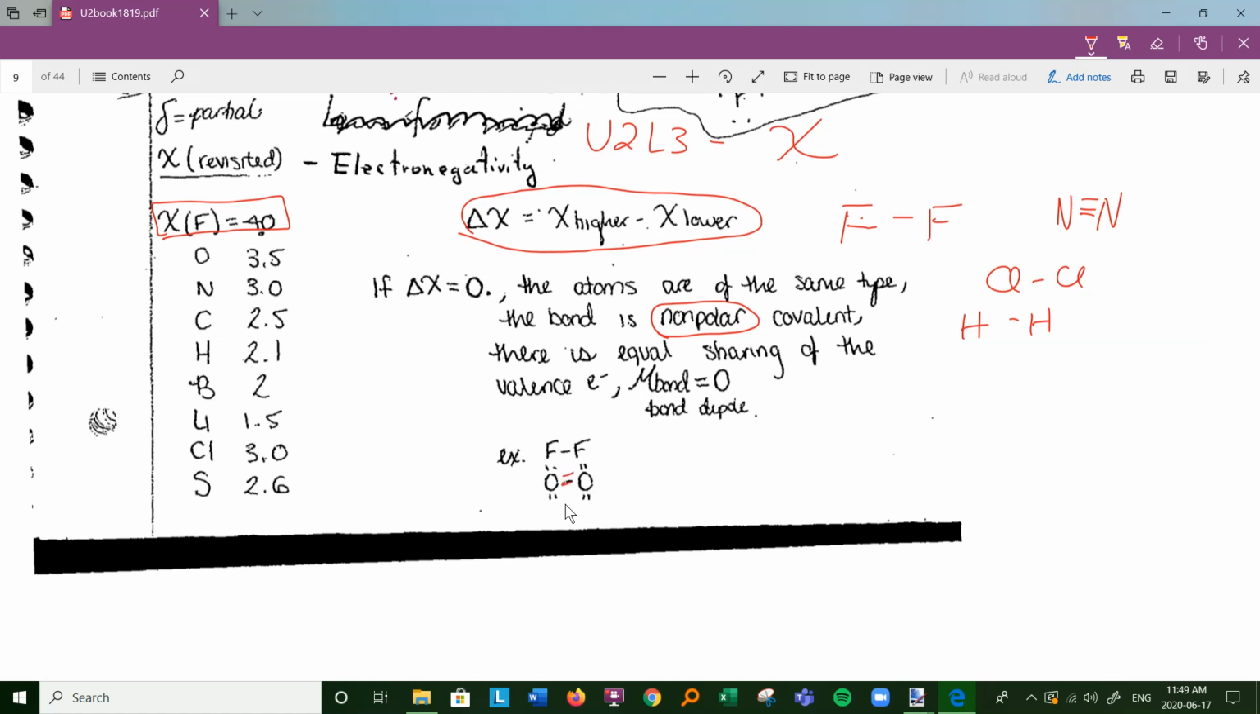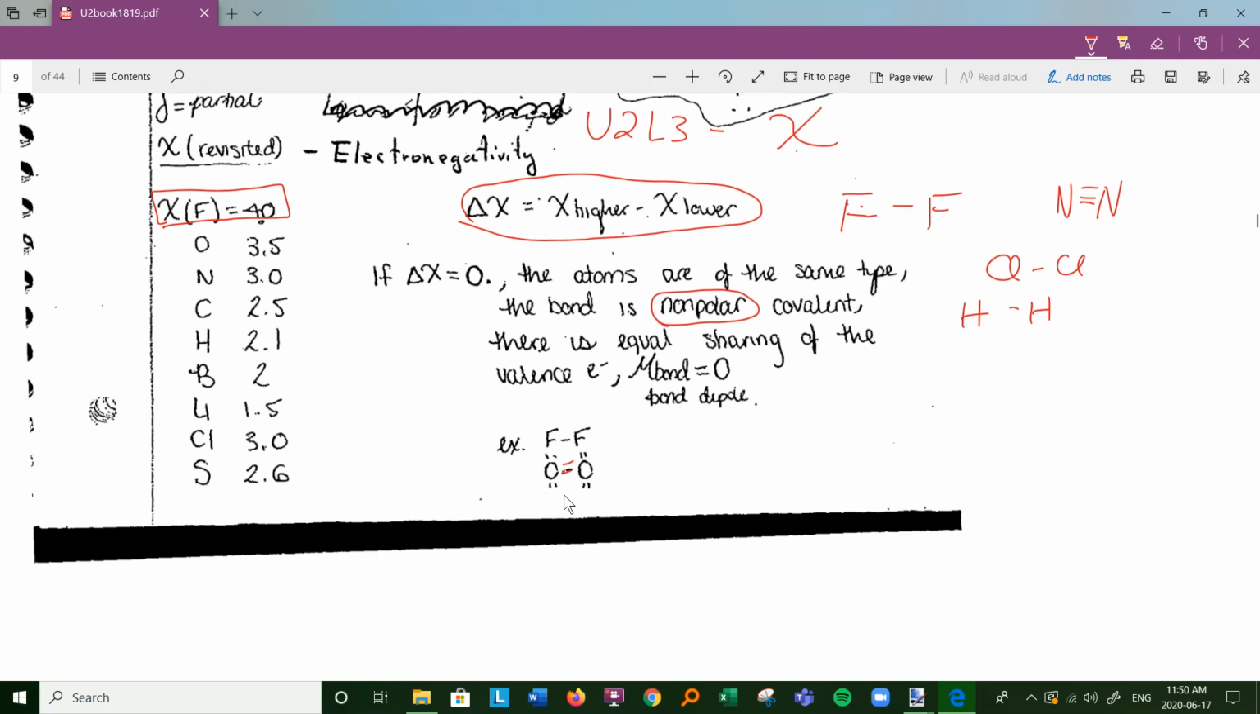So these are the easier ones, nonpolar covalent. Some say pure covalent. I've seen that too. Some say if the electronegativity difference is less than 0.4, it can be considered pure covalent. But others don't say that. I'm not going to say that. I'm going to say if the difference is 0, then it is a nonpolar covalent bond. Okay?